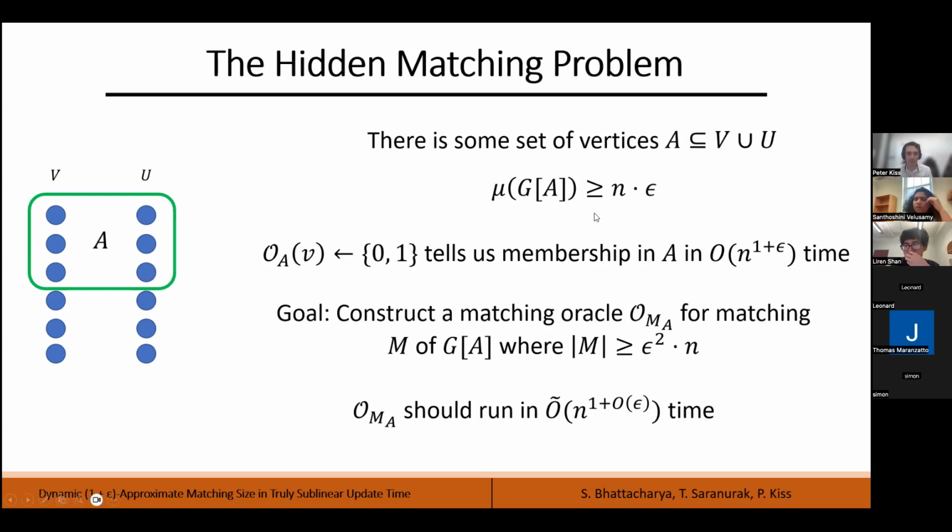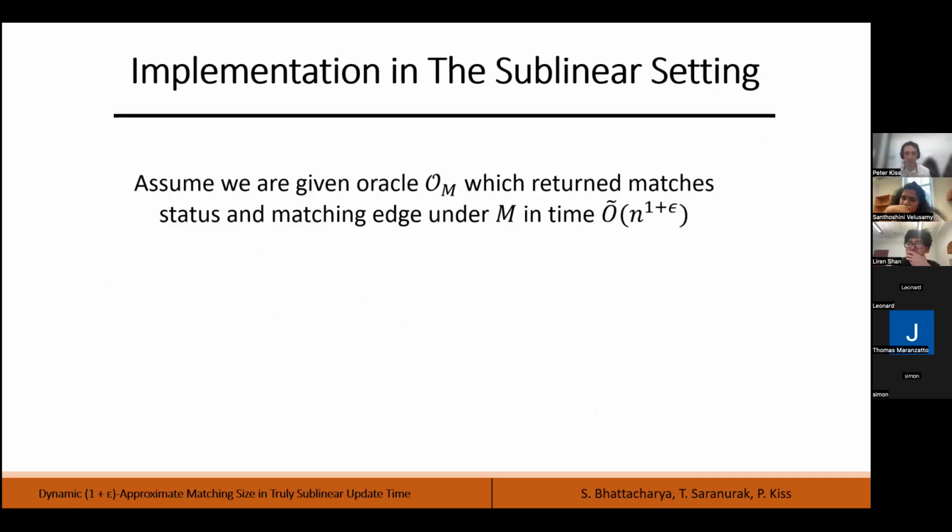Why is this? This might have seemed very arbitrary. Why did I come up with this? I will now show why. I claim that if you have this, you have implemented McGregor's algorithm, the one I described previously, in the sublinear setting. So let's assume that we are trying to implement McGregor's and we want to do one of these augmenting phases, and say we started from a greedy matching, which was 2 approximate.